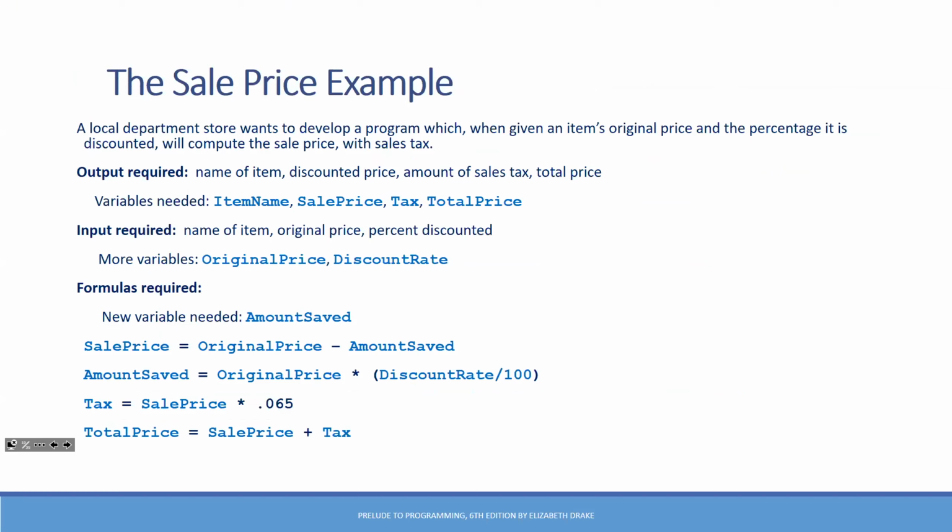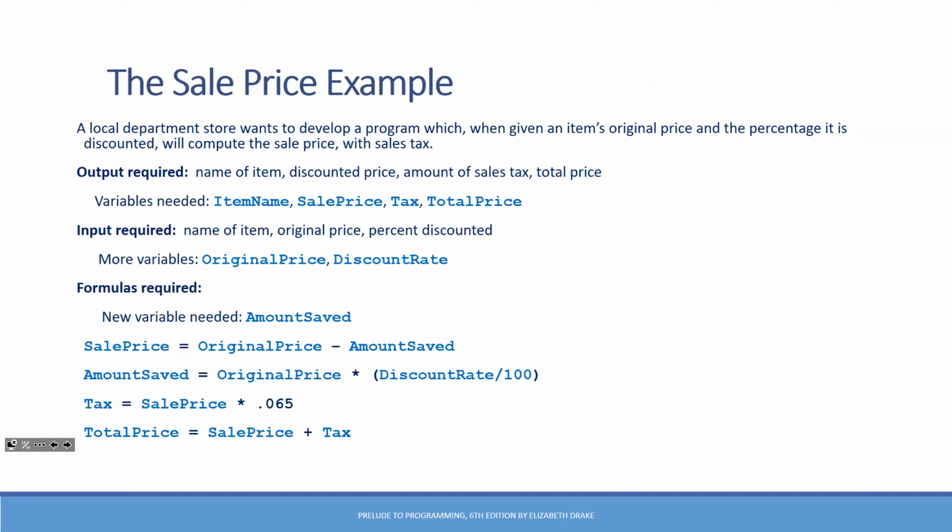So here's our sale price program example. That is the pseudocode that we grabbed from Discord. So let's look at this first, and then we'll look at the pseudocode that we have. What our problem is here is we are working for a local department store, and they want to develop a program that takes a product's original price and a percent that it's on sale for, that it's discounted, and it'll calculate the sale price and sales tax.